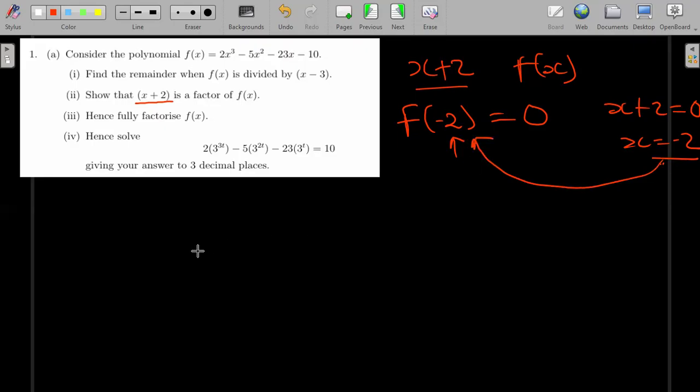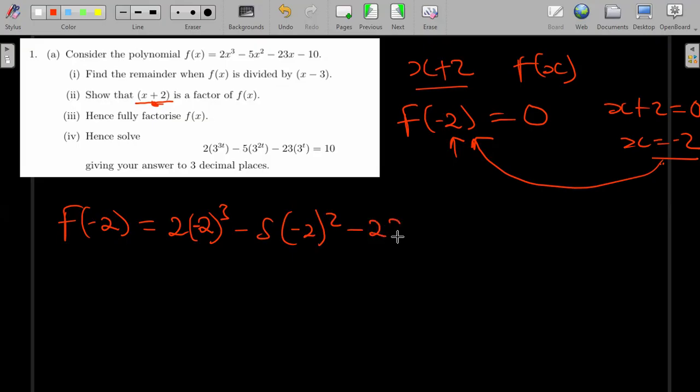Okay, so let's do that. To prove that this is a factor, we're going to find f of minus 2. If f of minus 2 is equal to 0, then we say yes, this is a factor. So f of minus 2 is equal to 2 times minus 2 to the power 3, minus 5 times minus 2 to the power 2, minus 23 times minus 2, minus 10.